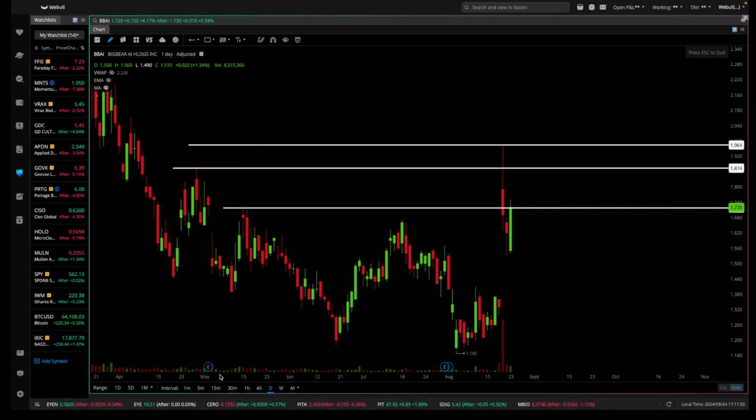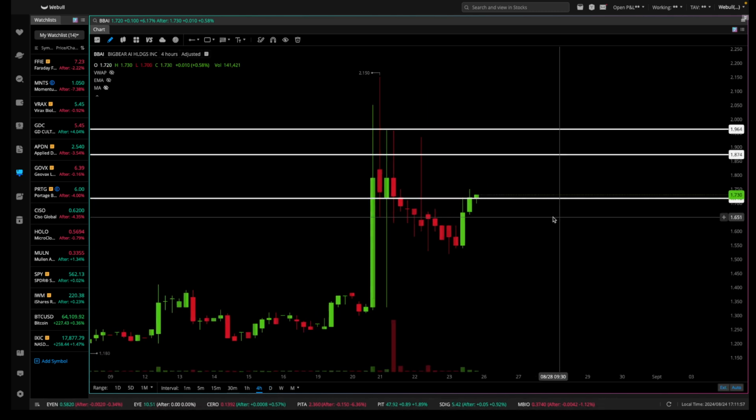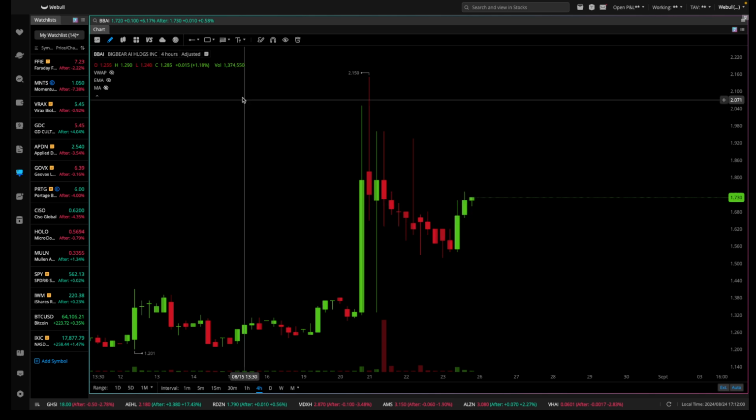essentially 1.96. Now I want to highlight a higher time frame, the 4 hour. Let's look at it. So look at the 4 hour chart, we are breaking a downtrend, which is very, very good.